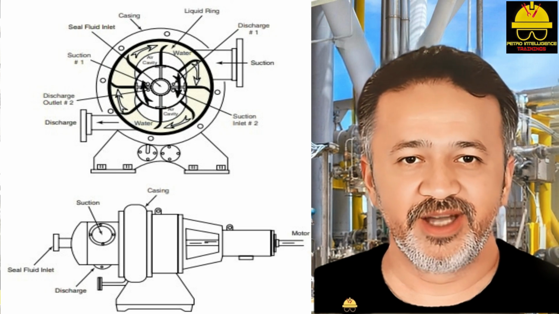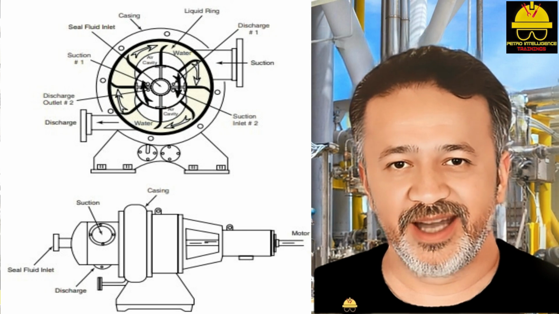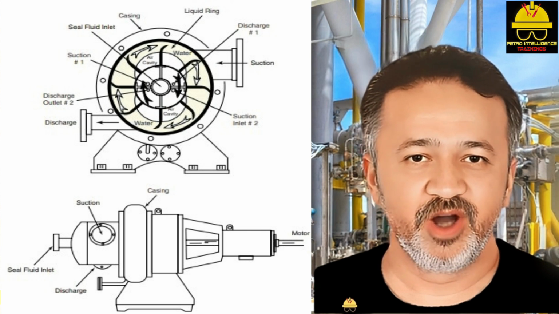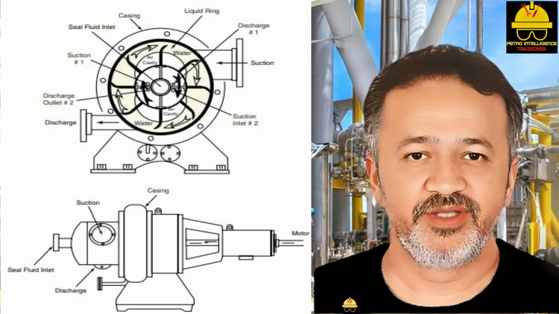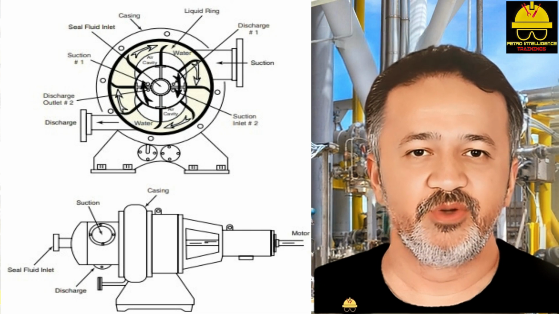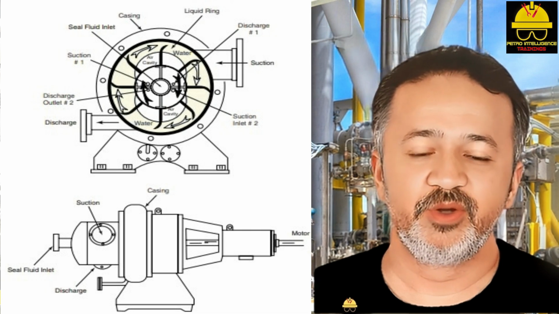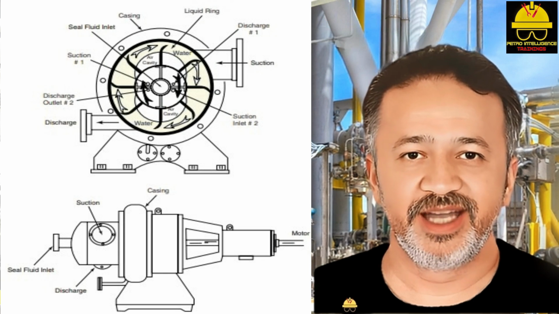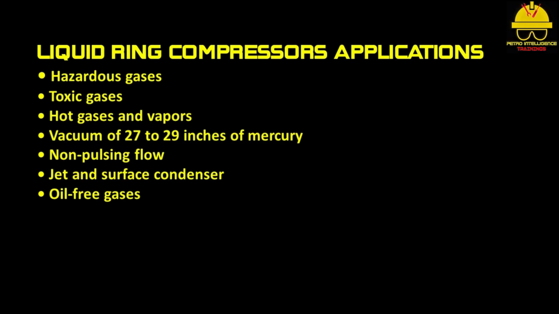Located on the rotor are suction and discharge ports. The inlet ports are much larger than the discharge ports. As the vanes turn, gases are compressed in the volute-shaped air pocket. Liquid ring compressors may be found in the following applications: hazardous gases, toxic gases, hot gases and vapors, vacuum of 27 to 29 inches of mercury, non-pulsing flow, jet and surface condenser, oil-free gases.